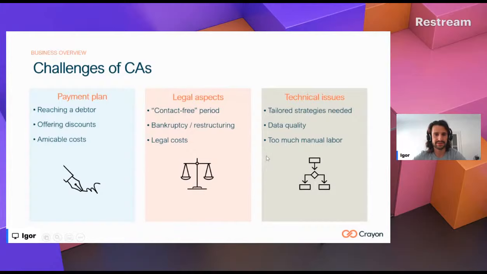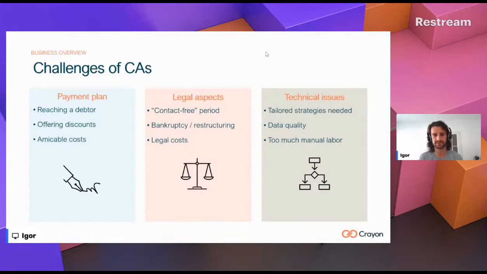Then the next pillar is legal aspects. That is, of course, when we might already have gone to court. There is this contact-free period. We implemented this project together with our customer, and this customer operates in different countries over Europe. In these countries, the legislation is slightly different, but in some of them there is a contact-free period, meaning that when the debt was just acquired by the collection agency, it has no right to contact the customer for the first months, or maybe two months, depending on the country.